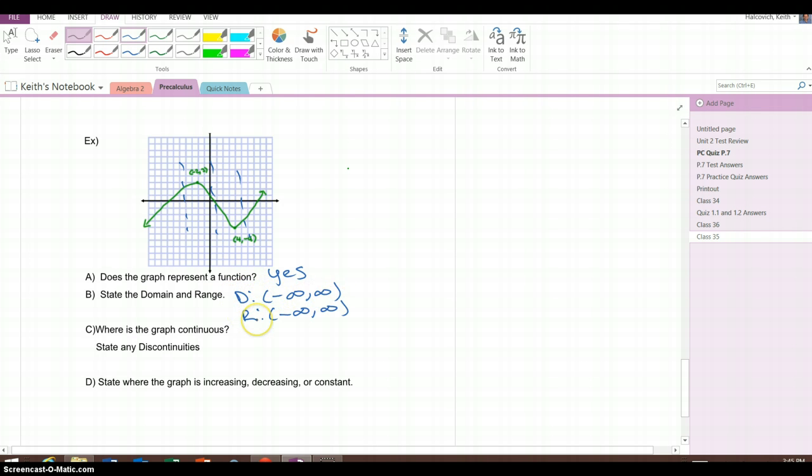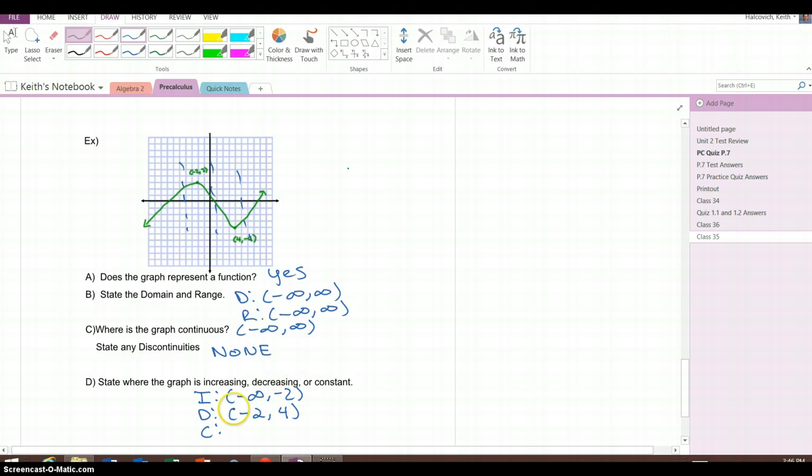This graph you can draw basically without picking up your pencil, so therefore it is continuous over all real numbers, which means there are no discontinuities. Now, as far as increasing, decreasing, and constant goes, you start out, it increases until you get to x equals negative 2. Then it's decreasing from negative 2 to x equals positive 4.